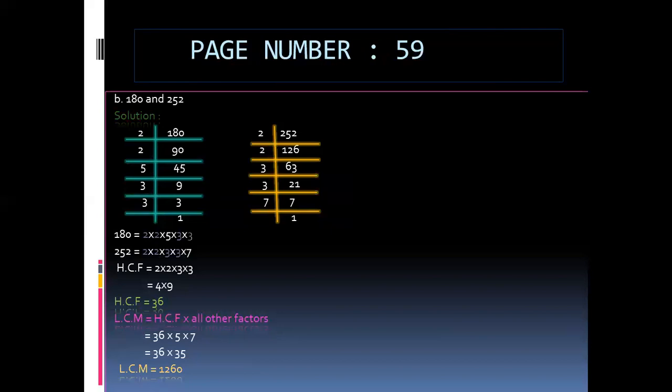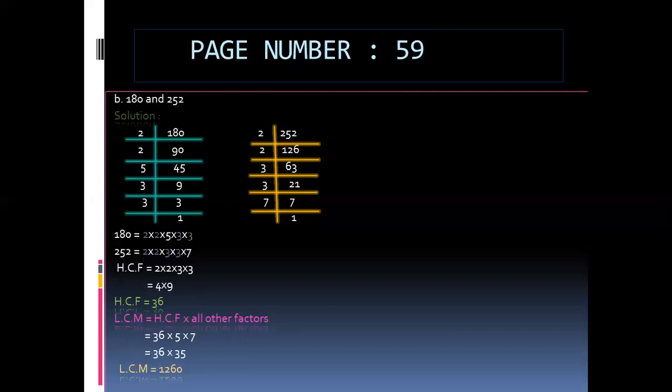Same for 252 by the division method, dividing it by 2, 126. Again dividing by 2, 63. Then with 3, 21. And at the end, 7 is the quotient of 21. The factors of 252 are 2 multiplied by 2 multiplied by 3 multiplied by 3 multiplied by 7. The HCF is 36. 4 multiplied by 9 is 36.